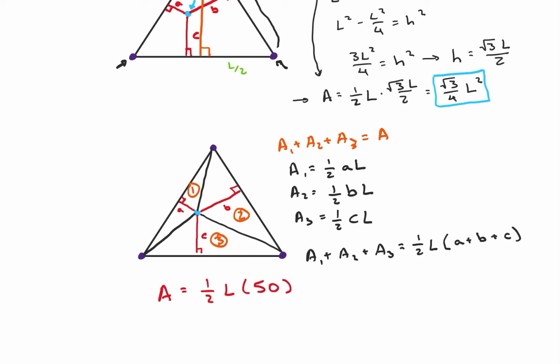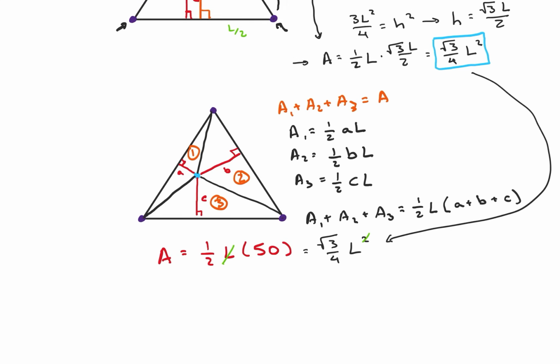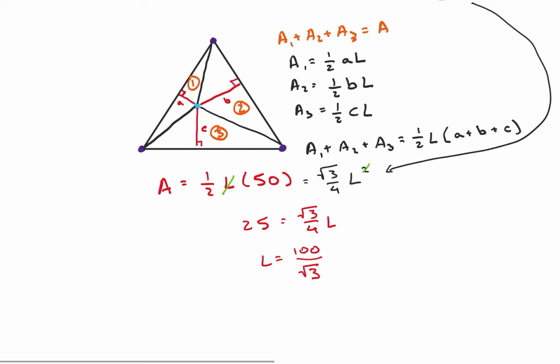Which from above is also equal to the square root of 3 over 4 L squared. One of these L's is going to cancel with this L, and now I get my new equation. So 25 is equal to root 3 over 4 L, which means that L is going to be 100 over the square root of 3. And that is my solution.